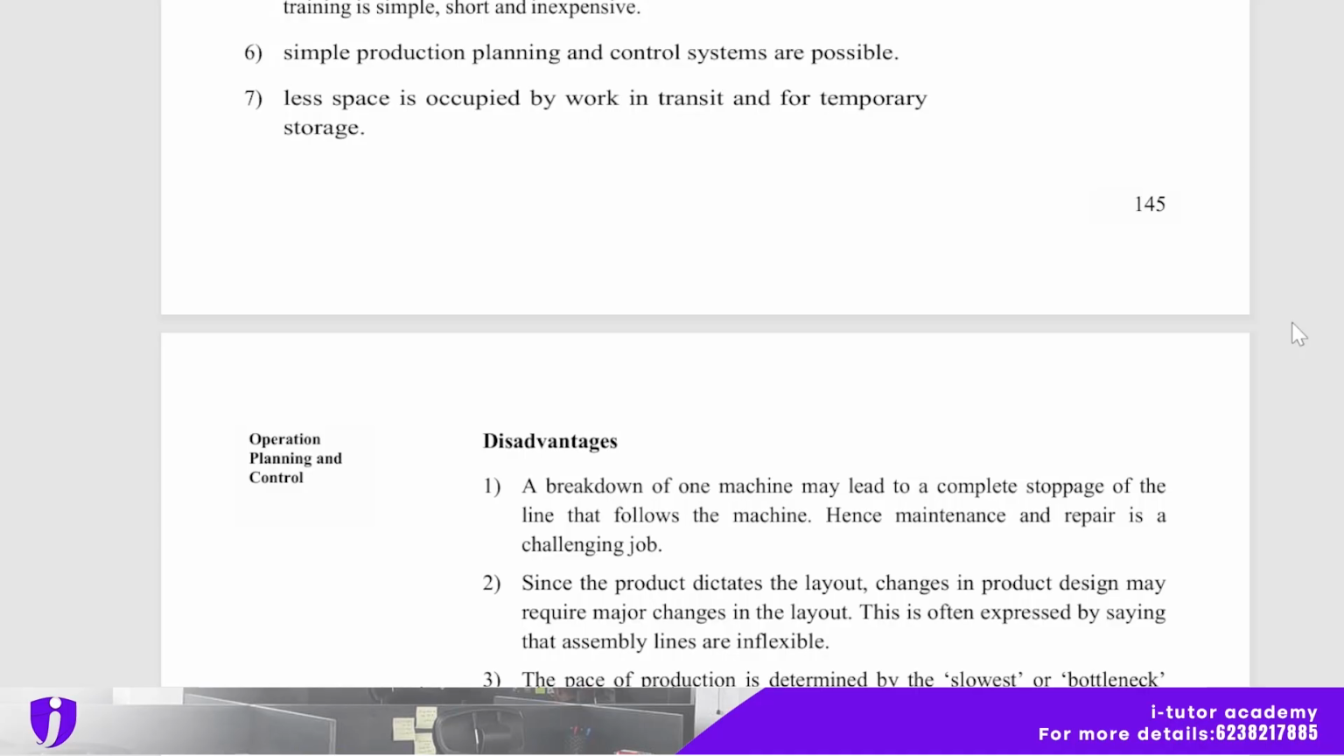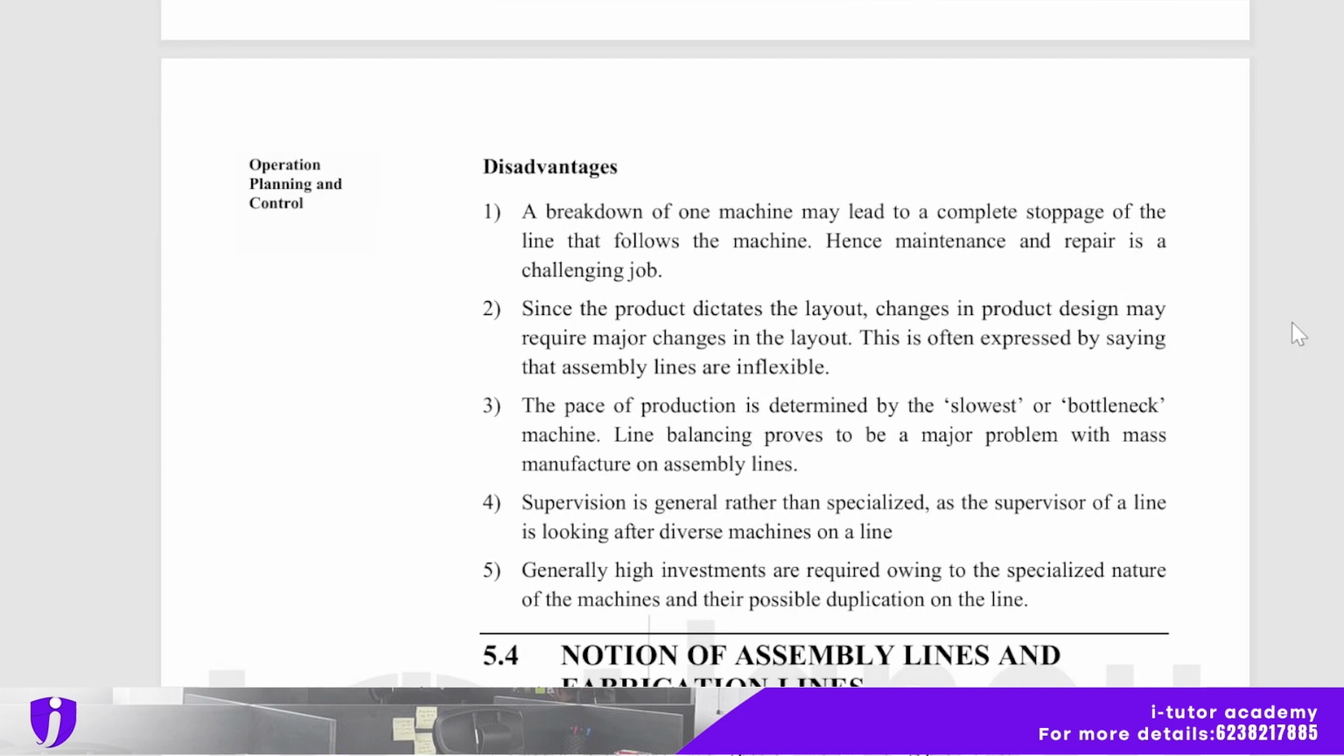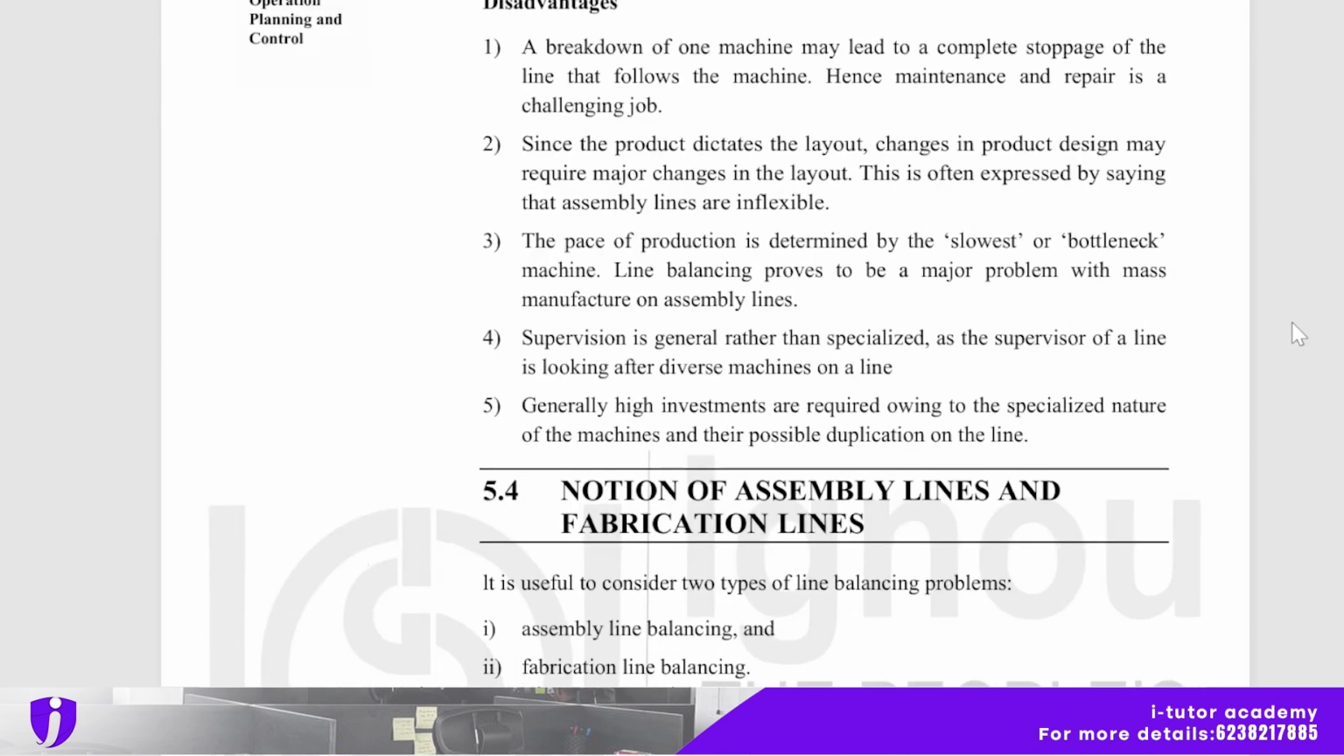Next is disadvantages. What are the disadvantages of this? A breakdown of one machine may lead to complete stoppage of the line that follows the machine. Hence, maintenance and repair is a challenging job. Since the product dictates the layout, changes in product design may require major changes in the layout, and this is often expressed by saying that assembly lines are inflexible.